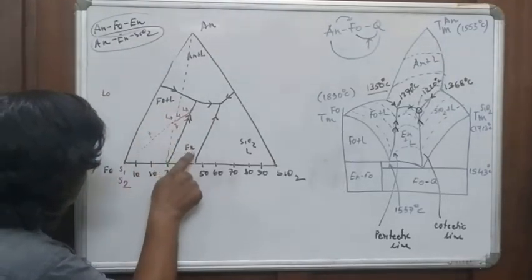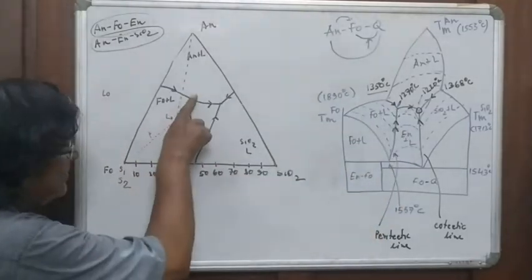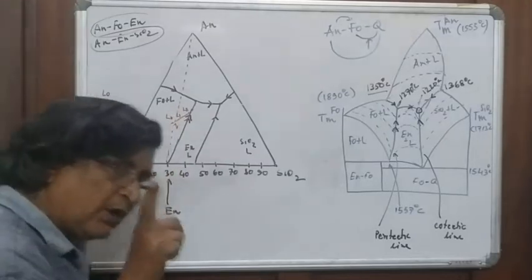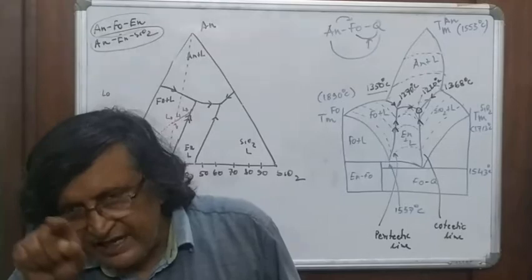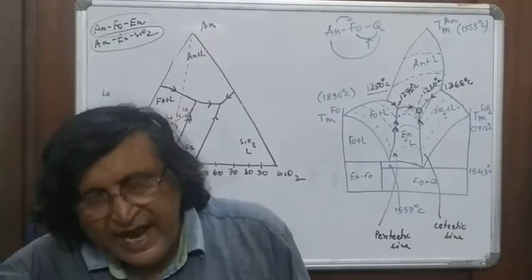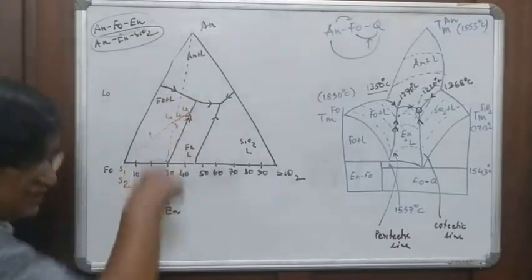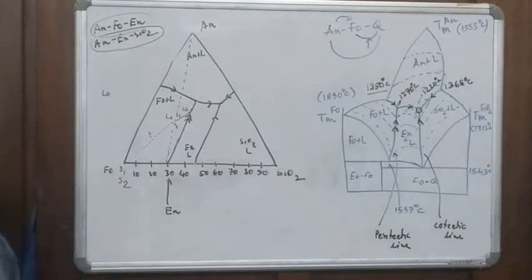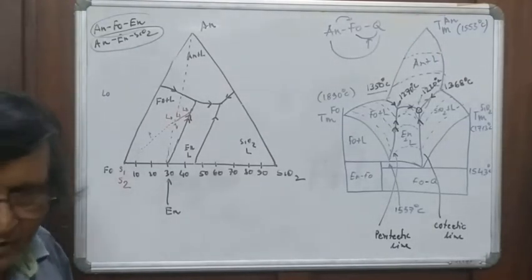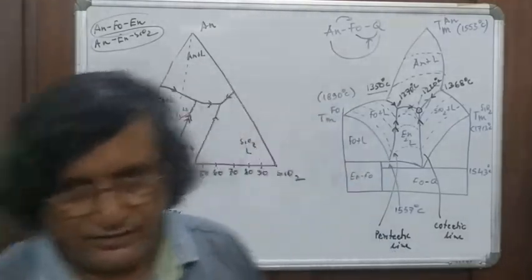So, if I plot along the reaction line, you must understand what is an equilibrium: forsterite, enstatite and liquid, along the reaction line. Along the reaction line, what will happen? Forsterite 70 plus silica 30 will react to give you enstatite, all along this line. That proportion is not going to change. Forsterite 70, silica 30 would react to produce enstatite.